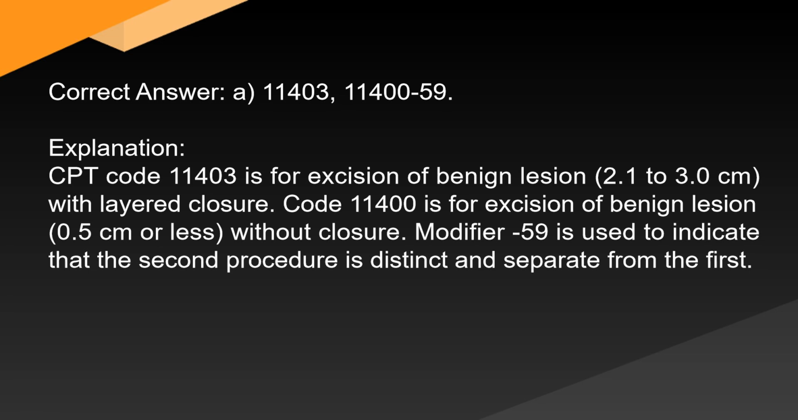Explanation. CPT code 11403 is for excision of benign lesion, 2.1 to 3 cm, with layered closure. Code 11400 is for excision of benign lesion, 0.5 cm or less, without closure. Modifier -59 is used to indicate that the second procedure is distinct and separate from the first.